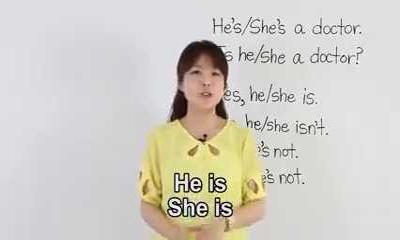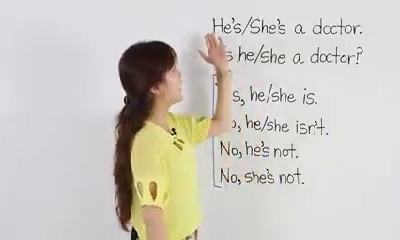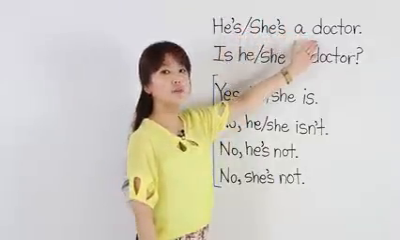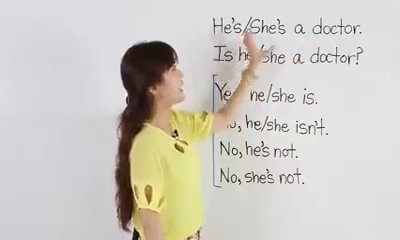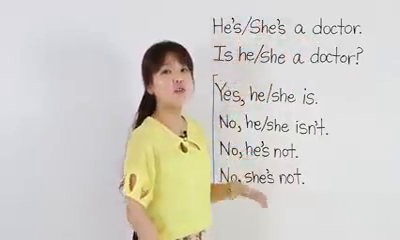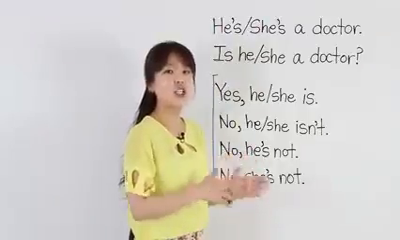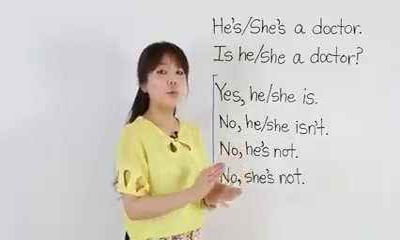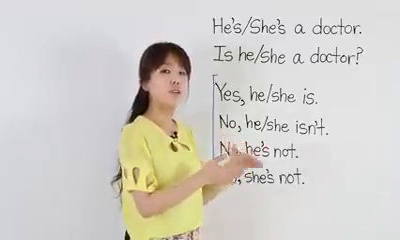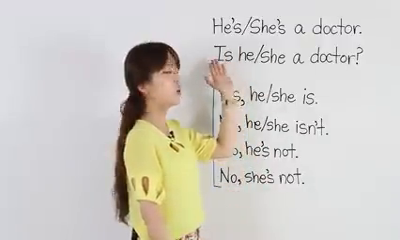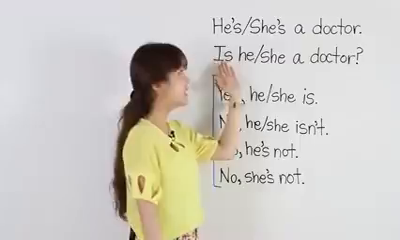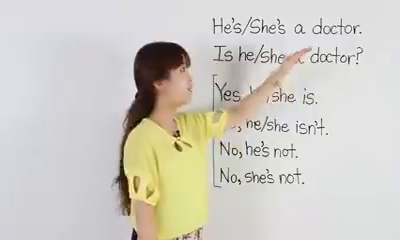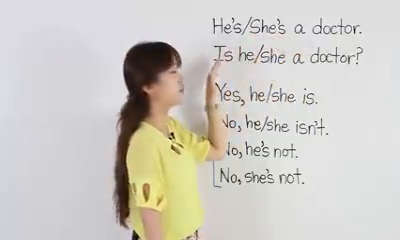Now we're going to talk about he is and she is and how to use them in questions. Let's look at the sentence on the board. He's a doctor, or she's a doctor. Remember, he's and she's are contractions for he is and she is. The be verb there is is. So when we make a question, we have to move the be verb to the front. We put is in the front. Is he a doctor? Is she a doctor? Very easy. Just put the be verb in the front.